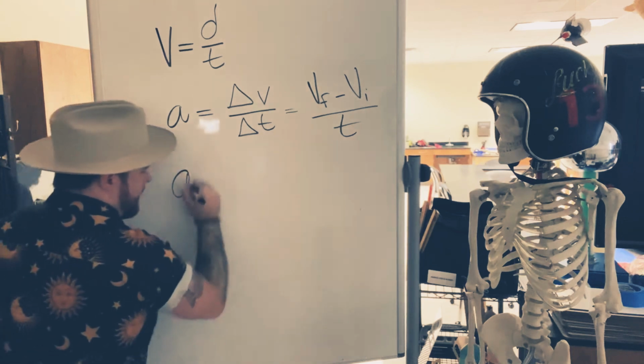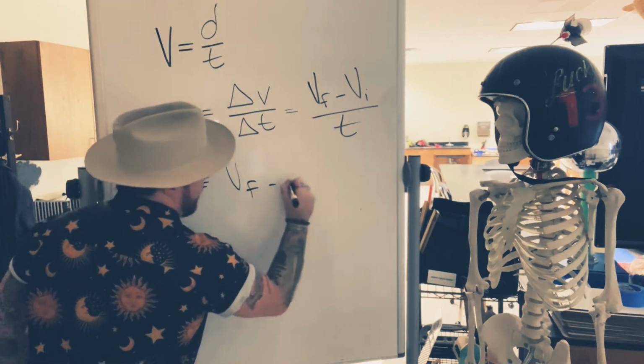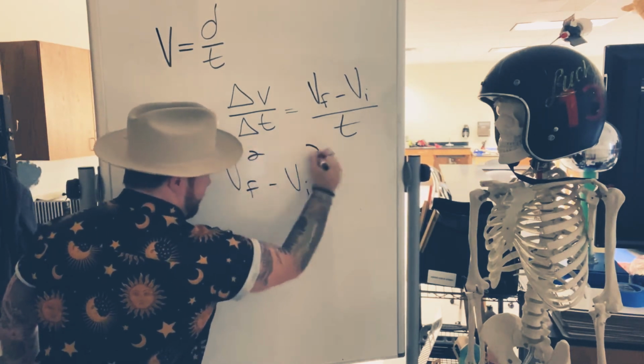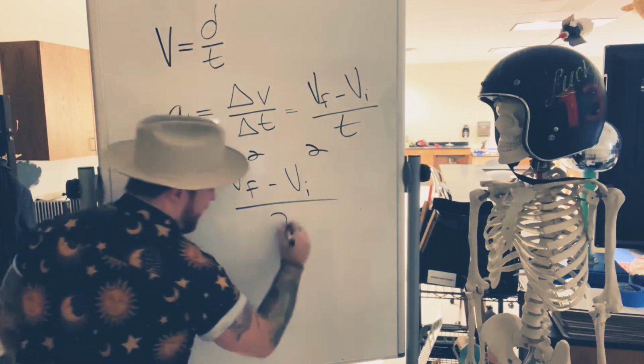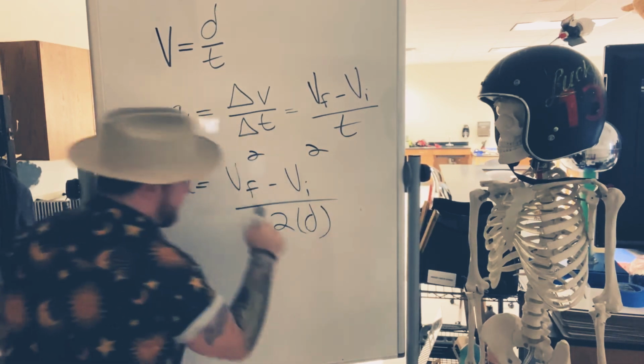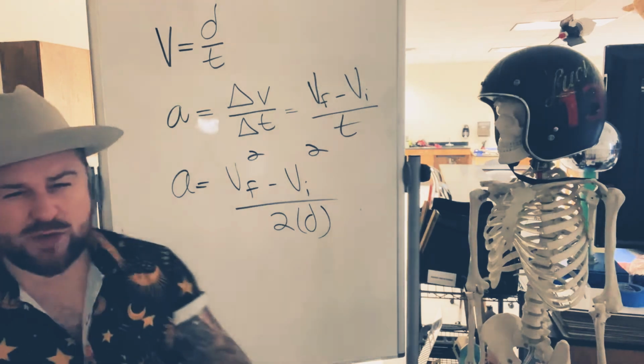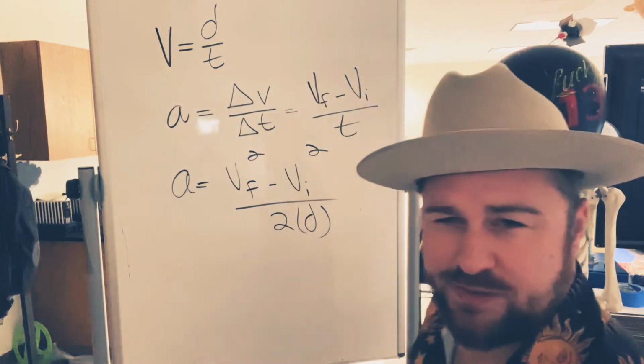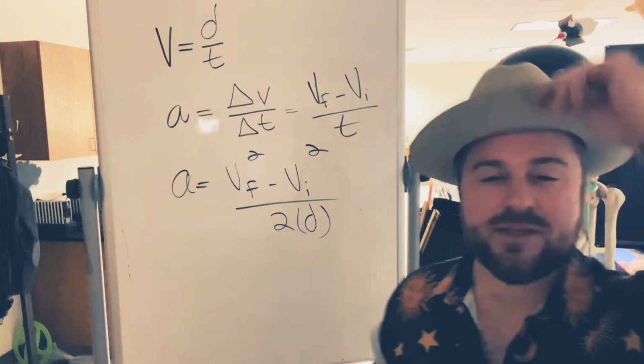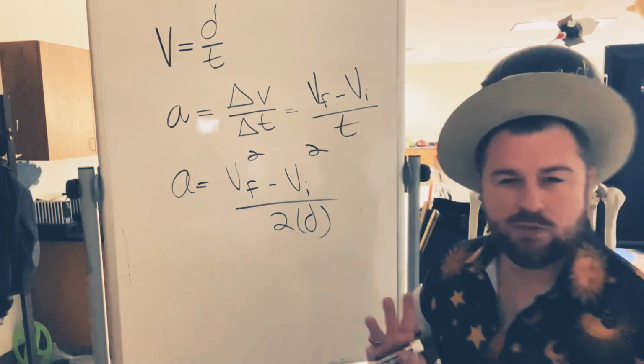No sweat. Acceleration is also equal to final minus initial. If I square those, I don't have to use time. I can say 2 times the displacement is equal to the acceleration. That's final squared minus initial squared over 2 times displacement. This is another way to find something's acceleration. Let's go. There's one more that I want you to know.